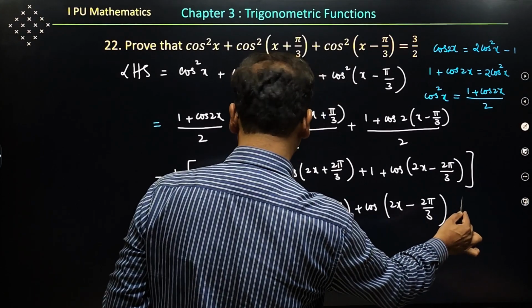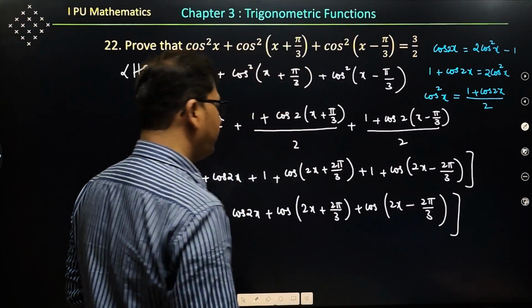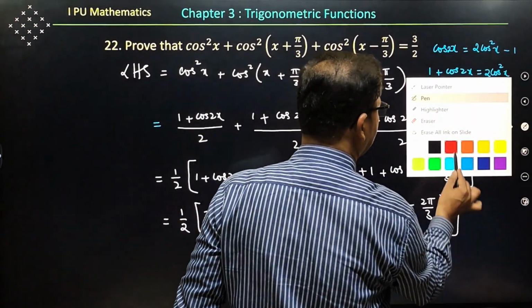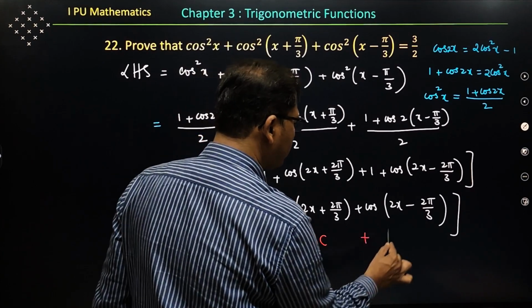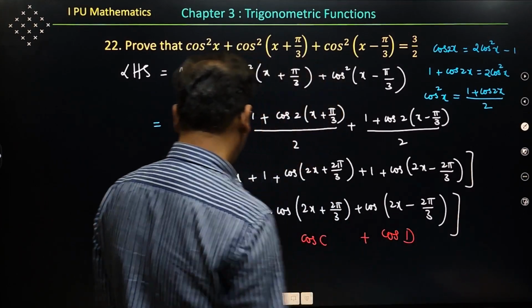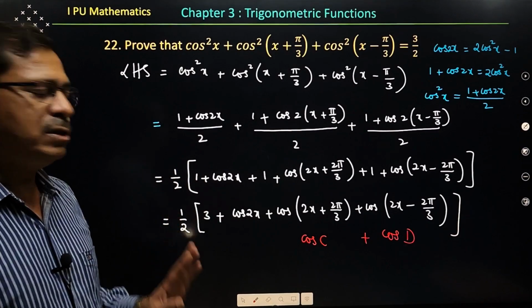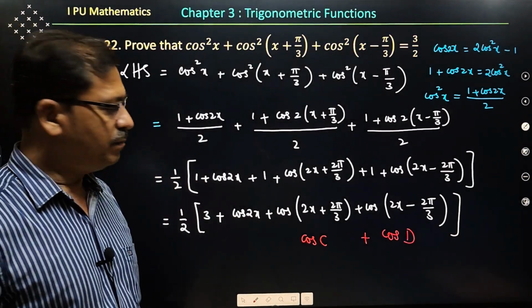Now it is the time to use the result cos c plus cos d. See, take this as cos c and then this as cos d. You keep 3 plus cos 2x and this 1 by 2 outside as it is.